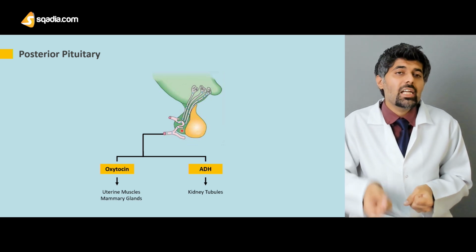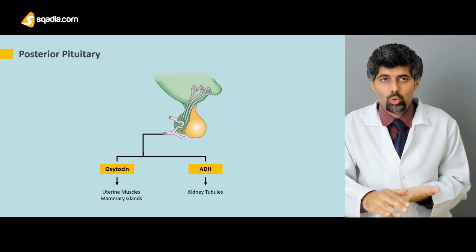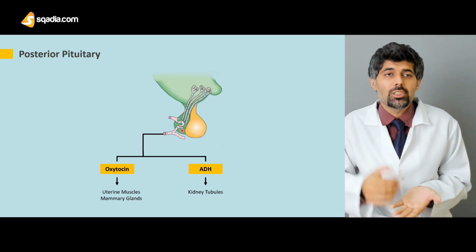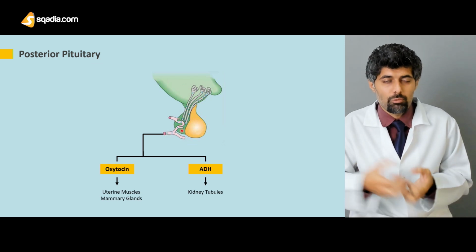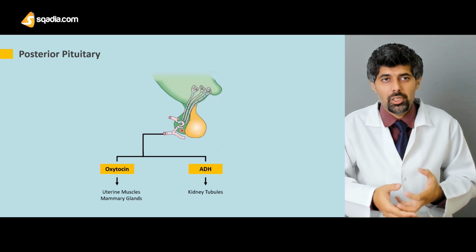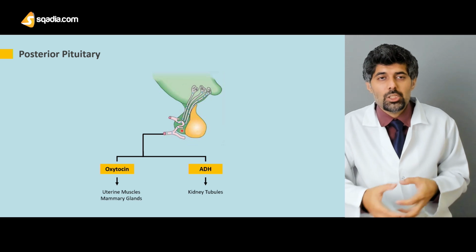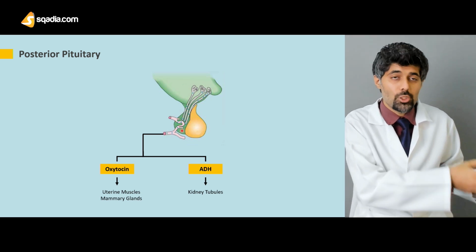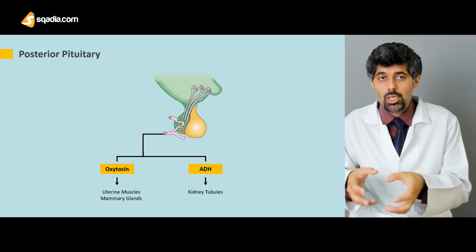So, whenever ADH is released, the aquaporins are closed. So water does not accumulate into the urine from the tubules, and in turn the urine is concentrated. So one of the effects of the ADH is not only to concentrate the urine, but also to conserve water in humans.